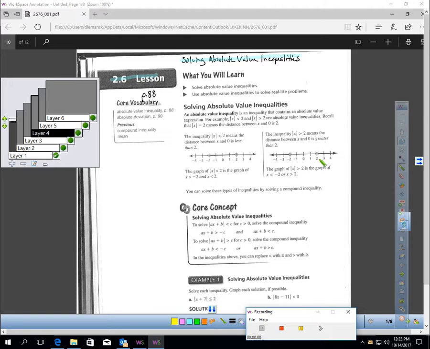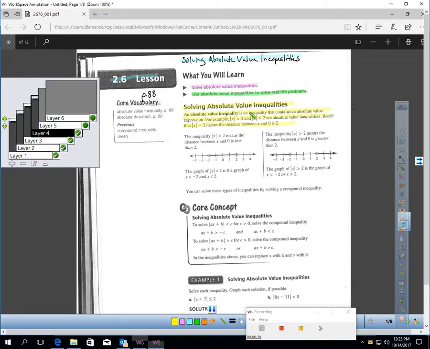Hi, this is lesson 2.6, solving absolute value inequalities. You should be on page 88. In this lesson, you will learn how to solve an absolute value inequality, and you will learn how to use an absolute value inequality to solve a real-life problem.